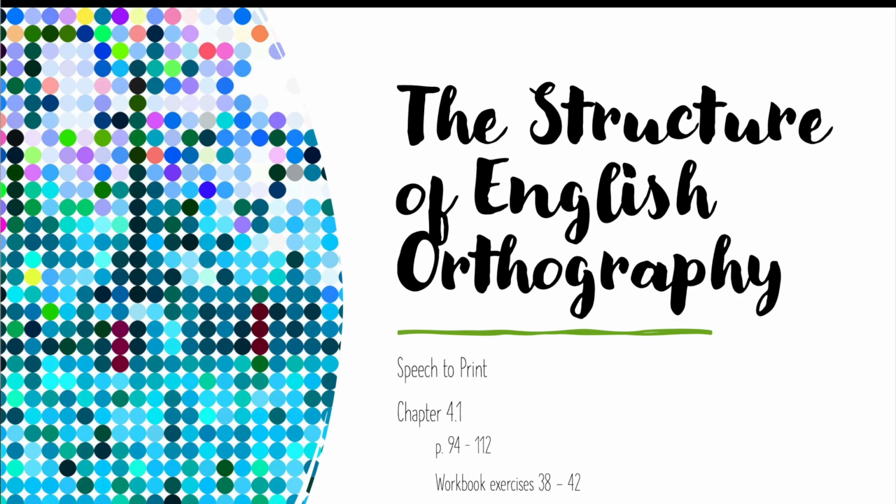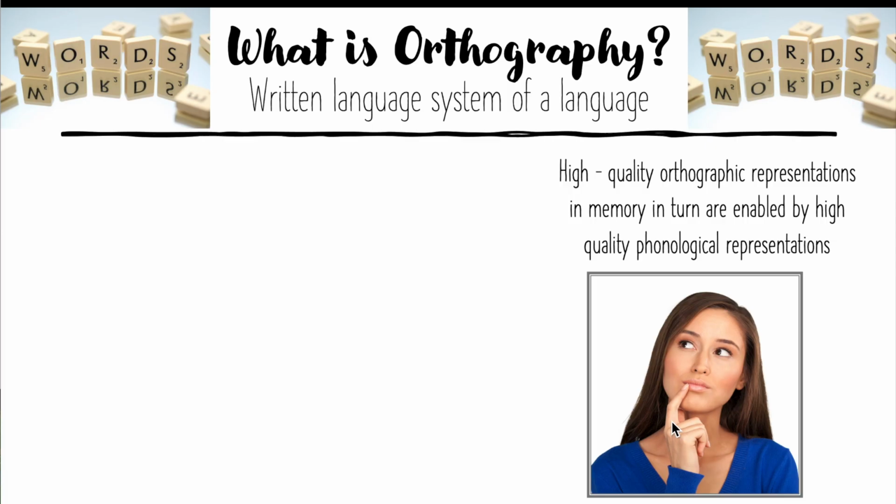Chapter 4 of Speech to Print. We're going to look at the first section right now on pages 94 through 112. And we're going to look specifically at the structures of English orthography. So if you're following along, that down here at the bottom tells you what pages we're looking for.